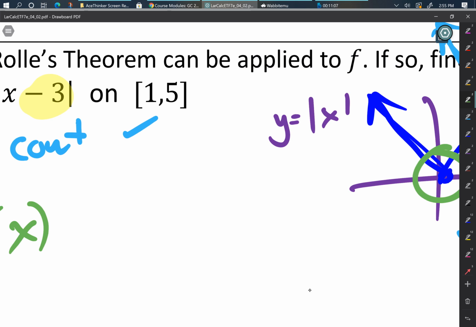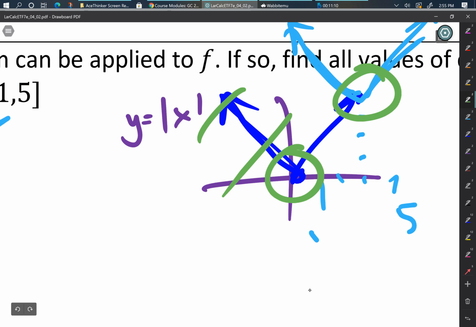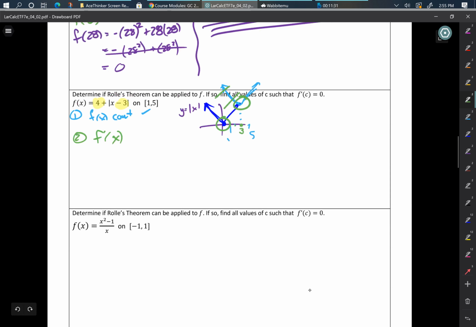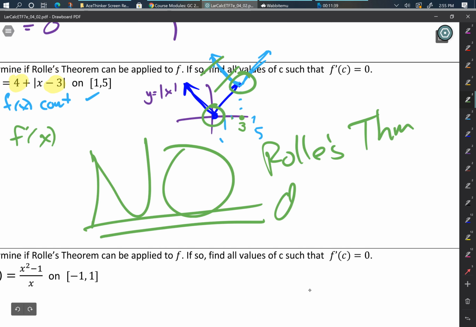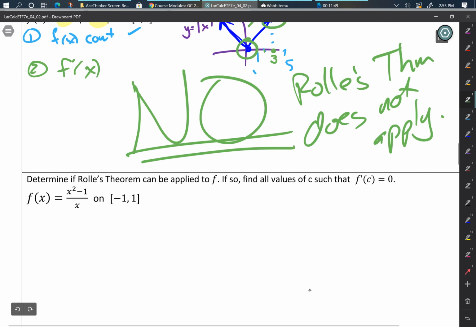Because if that corner isn't on the interval 1 to 5, if we're looking at this piece over here, I'm sorry, we're actually at the light blue graph, aren't we? If I'm looking at this piece right here, then I don't have to worry about it. So 1 to 5, and where did we say it was moved, 1, 2, 3 units to the right? So that's 3. That's smack dab in the middle of 1 to 5. So guess what? Rolle's theorem does not apply. Okay, all right, moving right along.